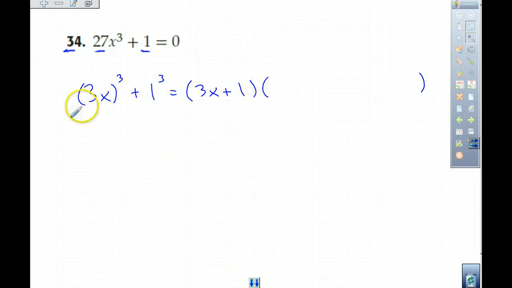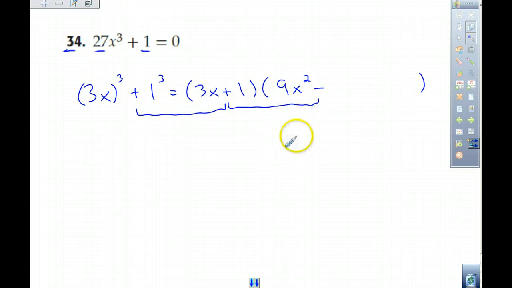Next, square this in the parentheses. What do you get? 3x squared. Close. Oh, 9. 9x squared. The sign is minus. Same, the opposite. What goes next? 3x times 1, 3x. What goes last? 1. Plus 1. Now 1 squared equals 1. Always positive. And this is equal to 0.